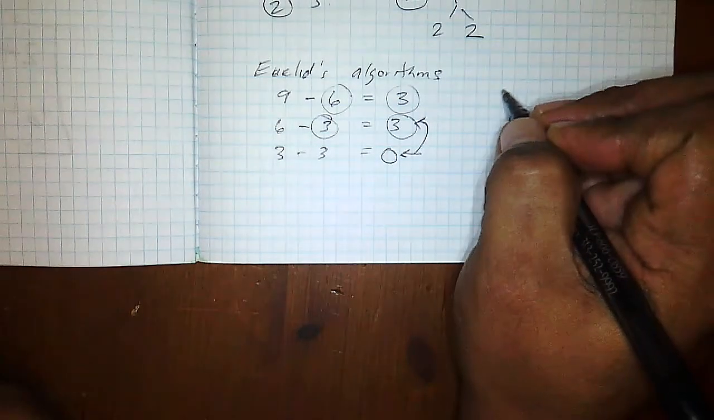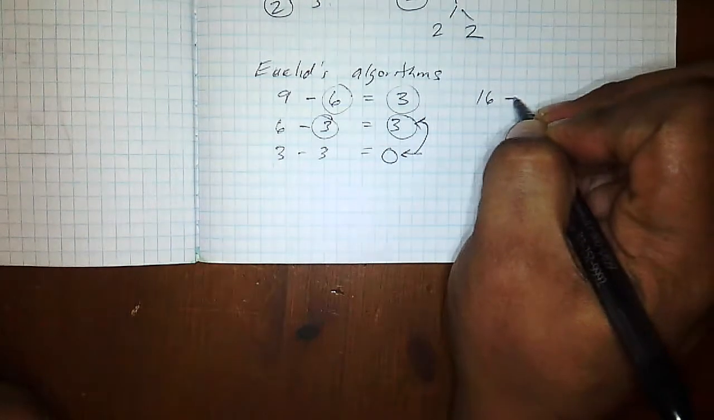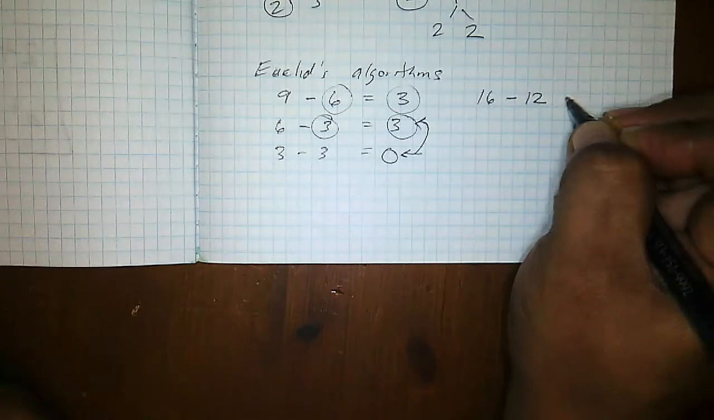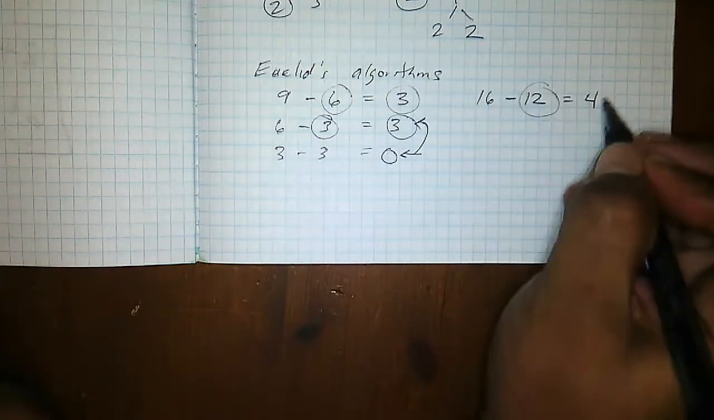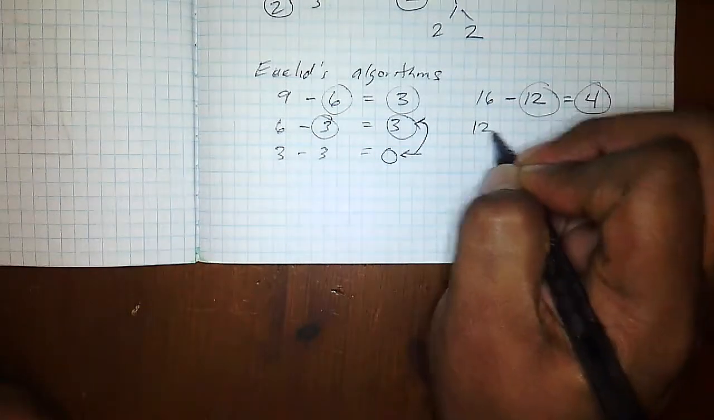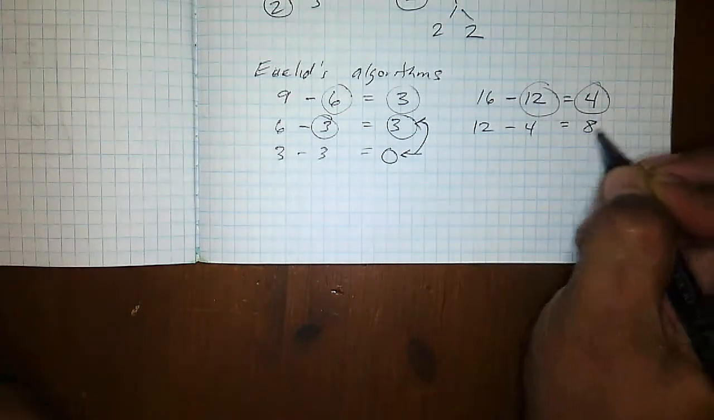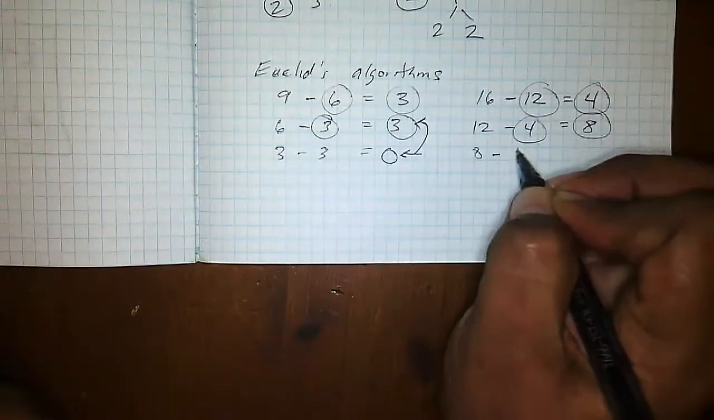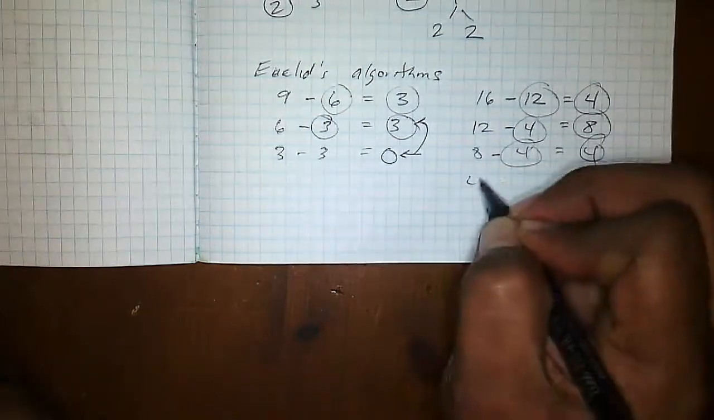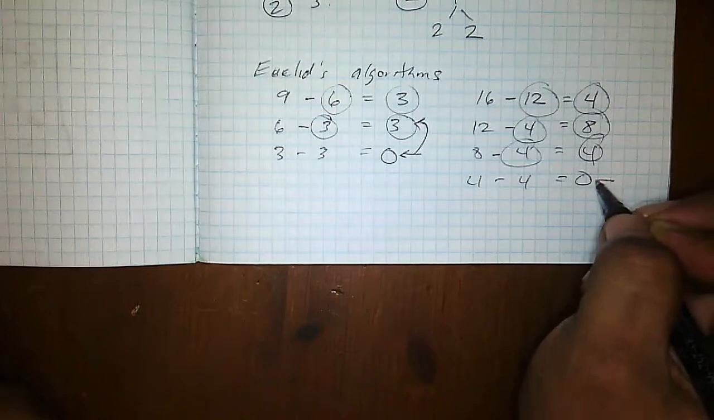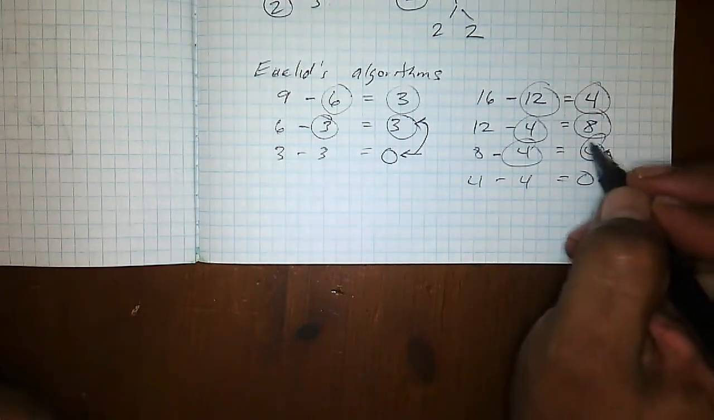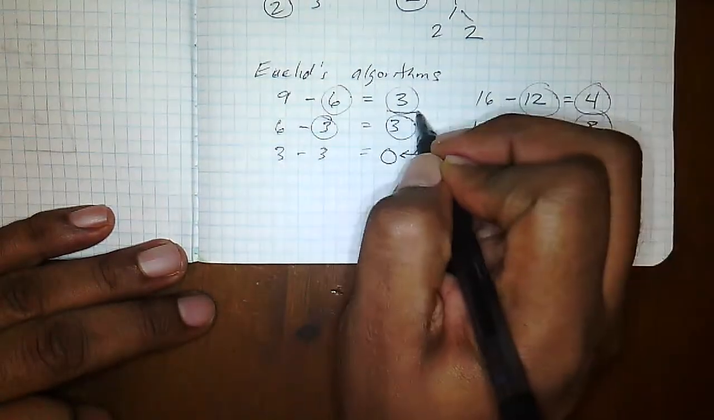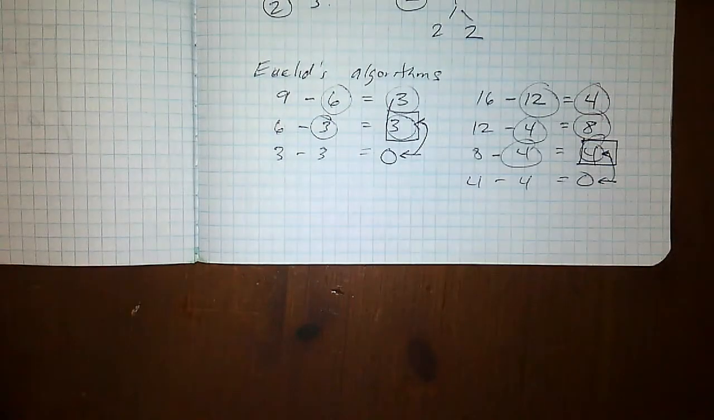Let's do the same thing with 12 and 16. 16 minus 12, right, which is equal to 4. Take our lowest two numbers, and we have 12 minus 4, which is equal to 8. Take our lowest two numbers again. So we got 8 minus 4 is equal to 4. Lowest two again, 4 minus 4 is equal to 0. So here at the 0, we take our next number up, and it's 4. So here we go. 4 is our answer. Alright, so there's three different methods for finding the greatest common factor.